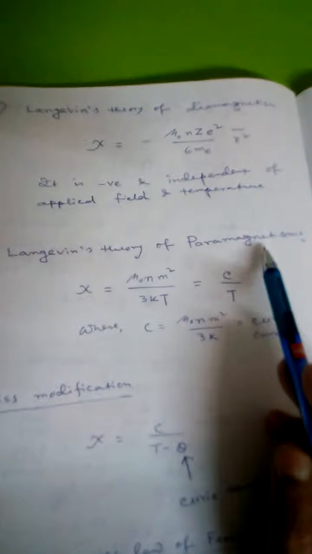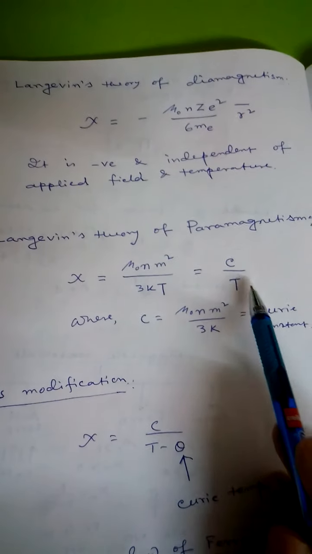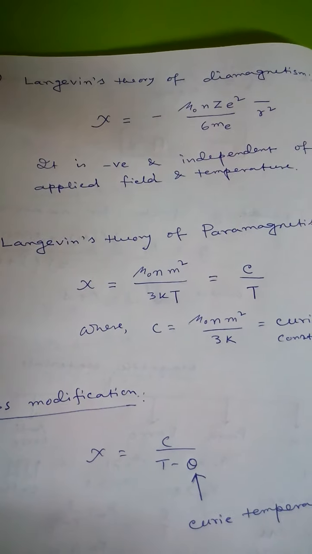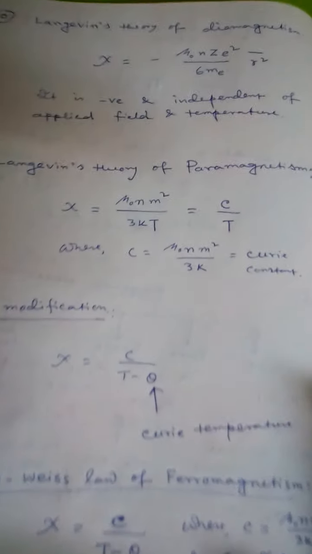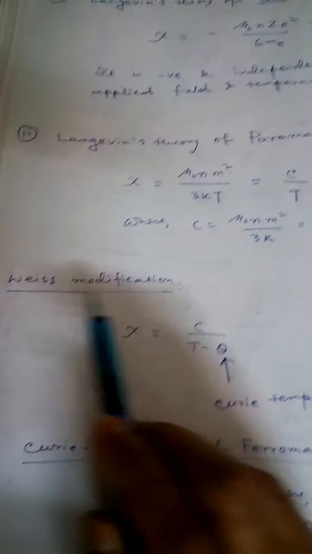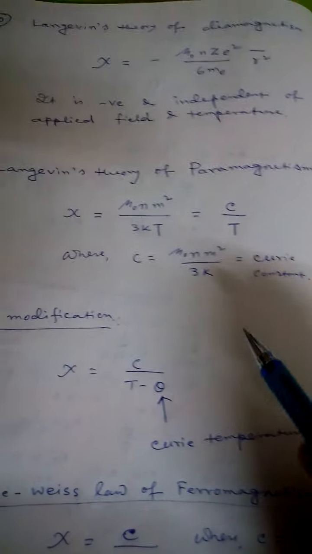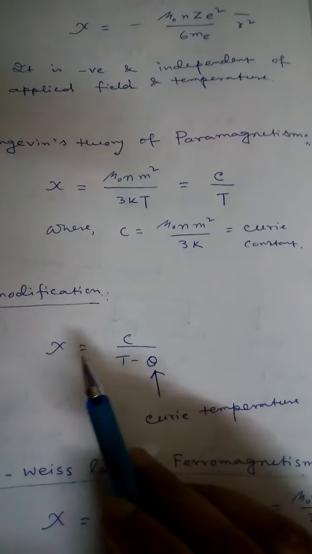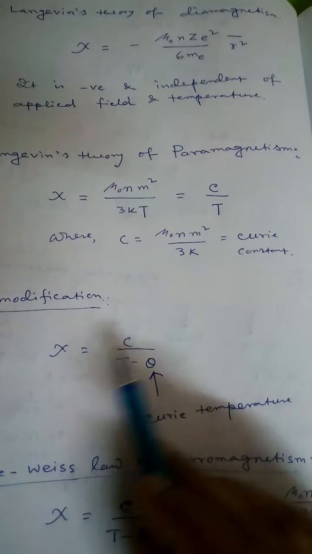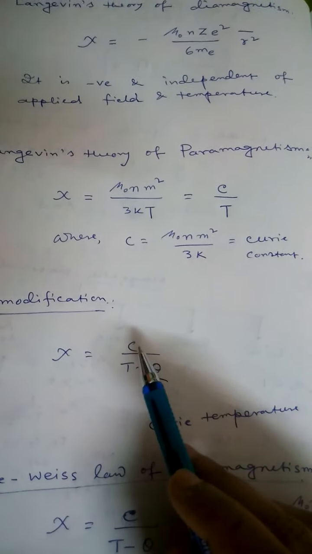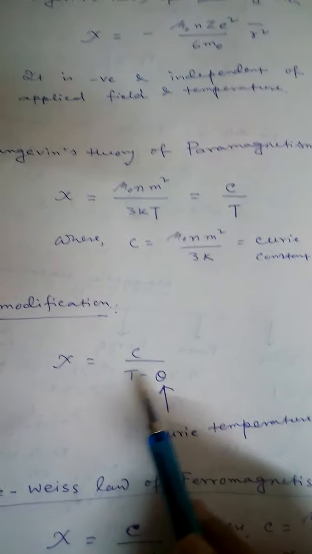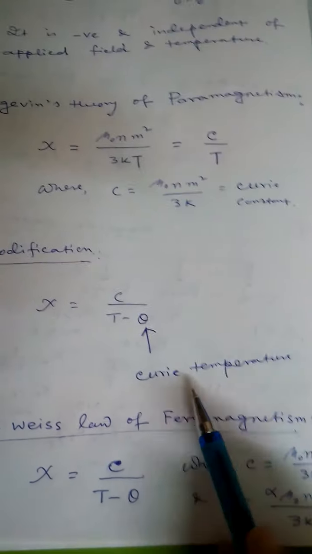Langevin theory of paramagnetism: chi equals C by T. C is the Curie constant. Weiss modification I have already discussed in the theoretical portion. This is the susceptibility in case of paramagnetic material after Weiss modification. This is called the Curie-Weiss law, C by T minus theta. Theta is the Curie temperature.